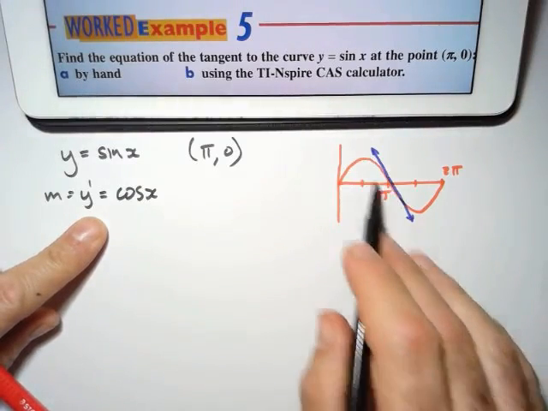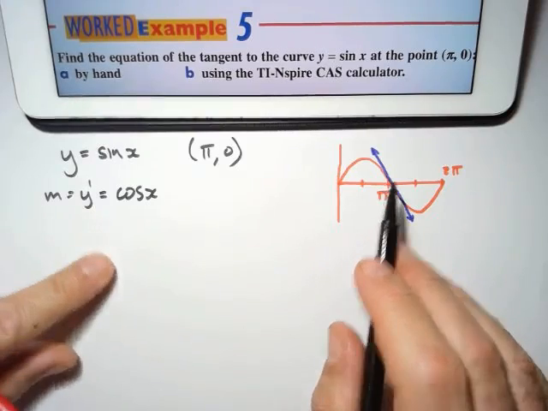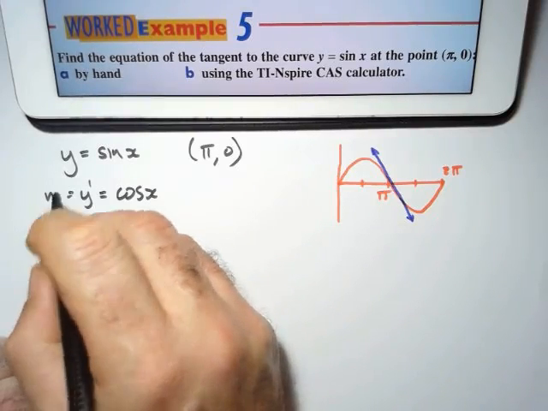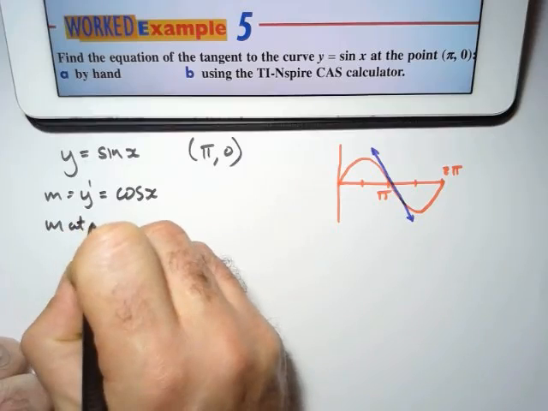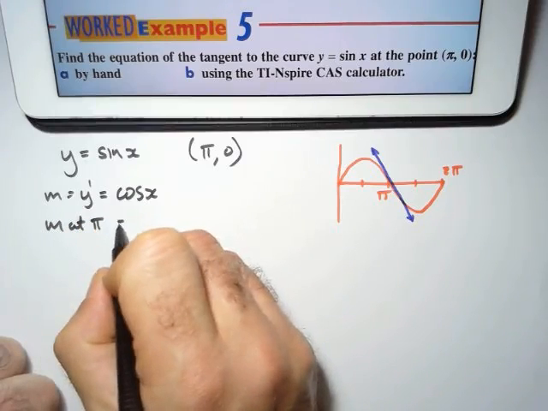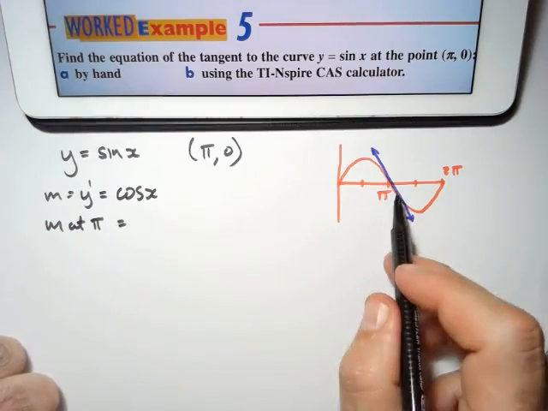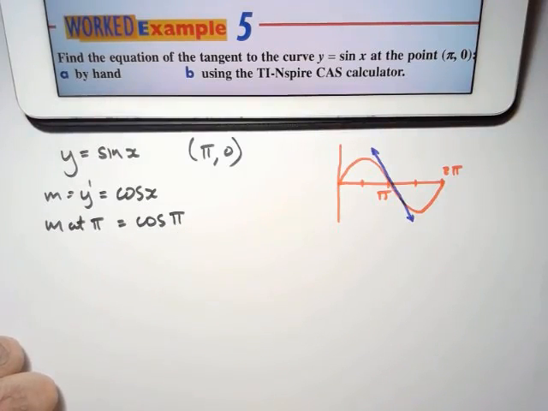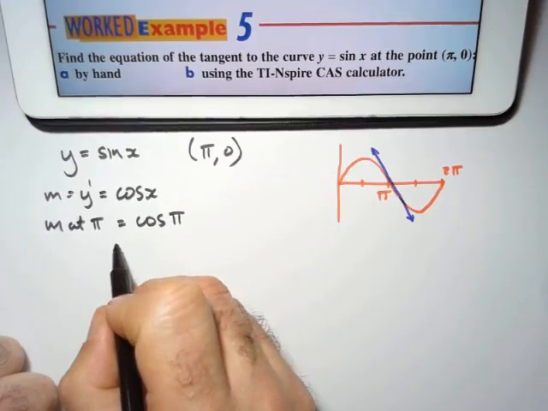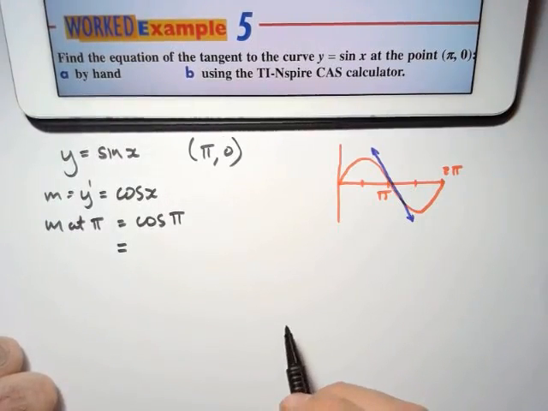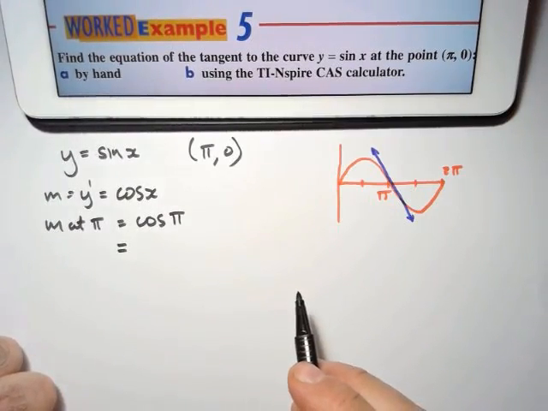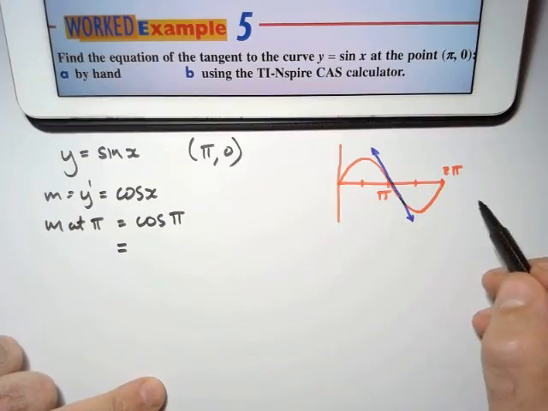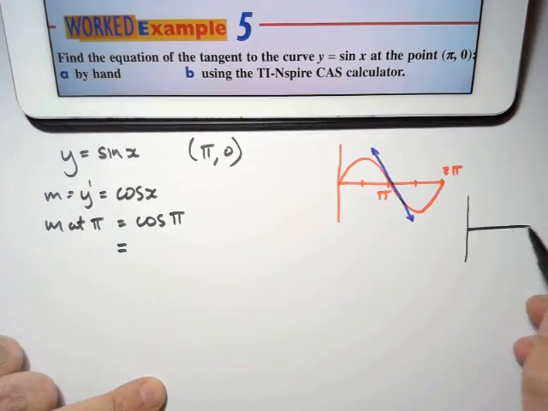What's the gradient where x equals pi? Well, at pi, that blue line, the gradient is the cos of pi. Now you can use your calculator, or you can remember what the cos of pi equals. If you can't remember, draw a cos graph. The cos graph looks like this.